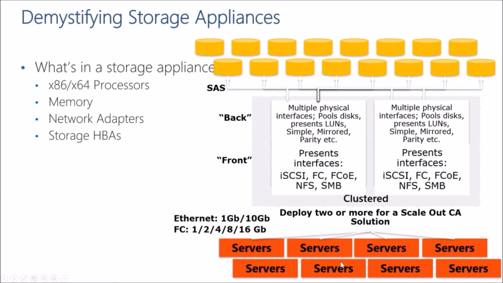And we have these servers. These could be just regular servers, but they could also be Hyper-V servers. And the Ethernet, 1 gigabit, 10 gigabit, these are a little bit old, like we saw before. They can be a lot faster now. And the fiber channels, again, these various speeds.